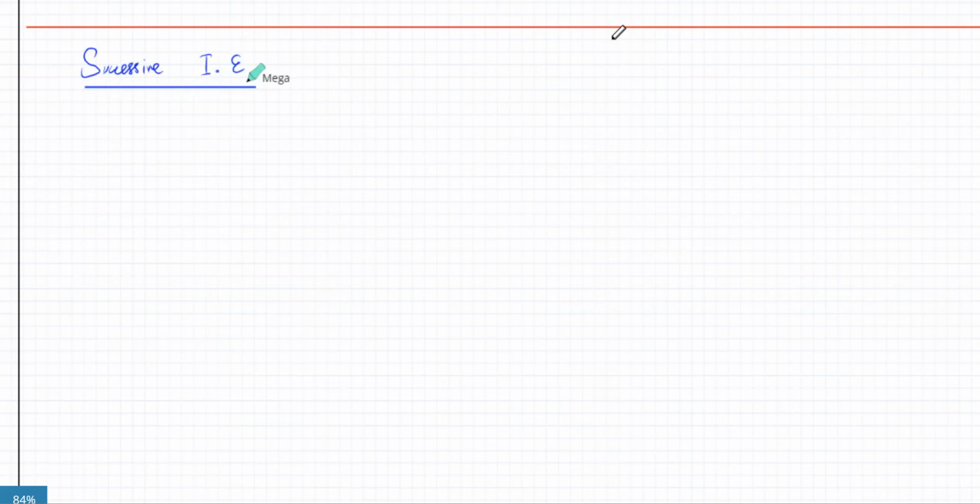So next, we're going to start discussing those factors that we had listed above. The first thing that we're going to discuss is the successive ionization energies. I'm just writing I.E. I mean, in your exam, you have to write the whole thing. So successive ionization energies, what that means is you're successively trying to remove electrons from an atom.